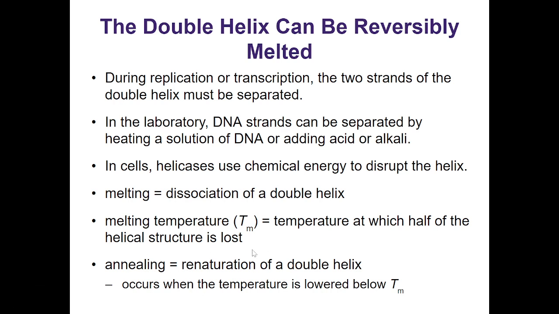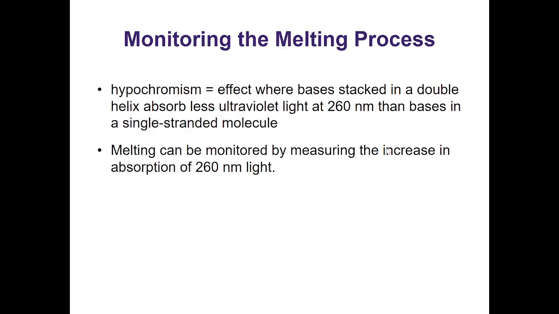Annealing, this is the renaturation of your double helix. Notice, by the way, this is literally the same terminology as melting and crystallizing that we would normally use with a crystal, okay? Annealing is the same terminology exactly, literally making it back into the solid. And this is going to occur when the temperature is lower than, below Tm, which is your melting temperature. Notice that this is literally a melting point temperature for DNA, same as you probably remember from your Gen Chem 2.